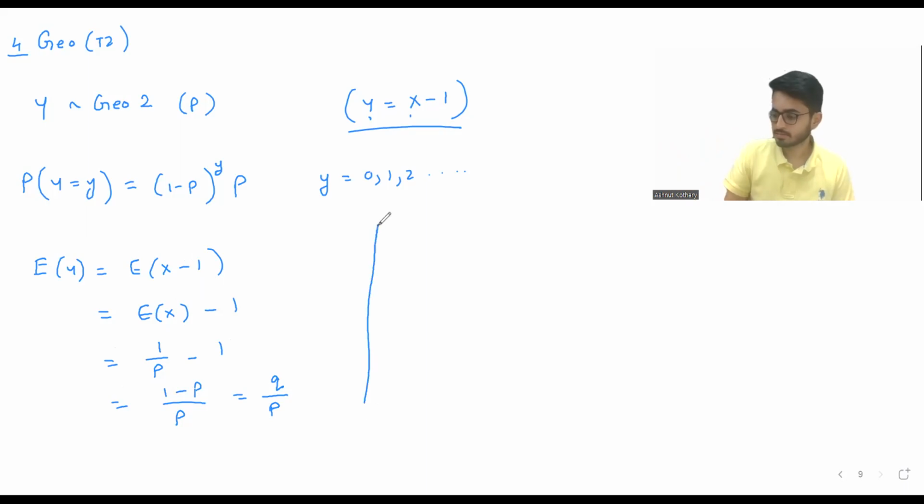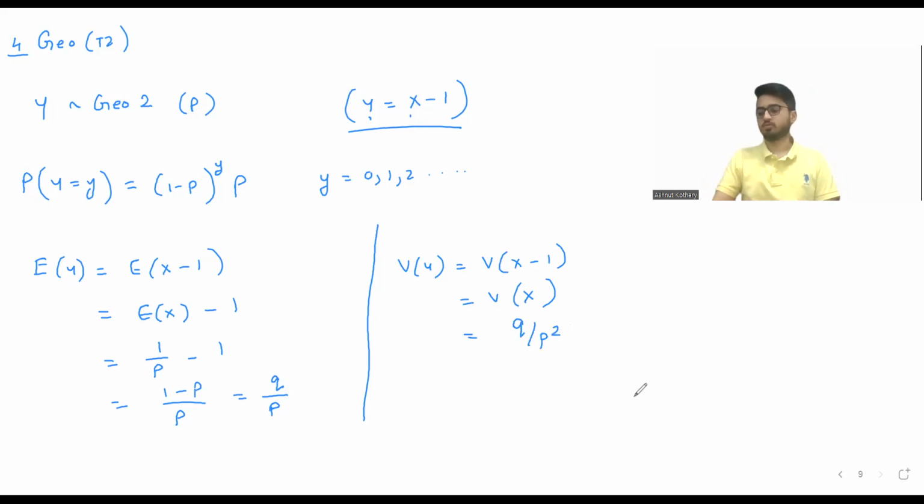And variance of Y is nothing but variance of X minus 1, which will again be nothing but variance of X only. So remember, the variance of geometric type 1 and type 2 are both the same. You could derive these results, do give it a shot after the class as well. It will be on similar lines to the way we did it for type 1. So this was regarding geometric type 2.